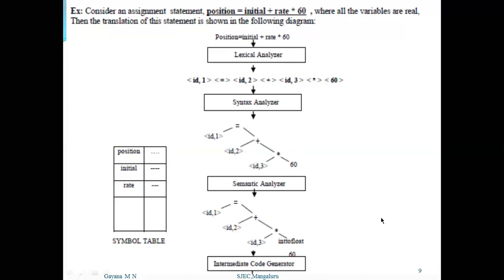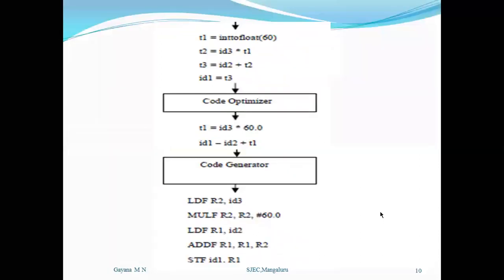Okay, now the output generated after semantic analyzer is then given to the intermediate code generator. What it does, it initially converts 60 from integer to float, assigned to some temporary variable t1, and then it does the multiplication of id3 and then t1, which is assigned to t2, and then it does the addition of id2 and then t2, which is assigned to t3, and from the temporary name t3, it is then assigned to id1. And then this code is then handed over to the code optimizer.